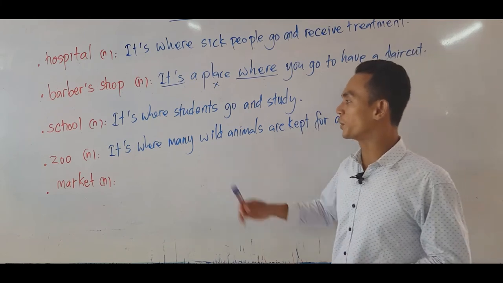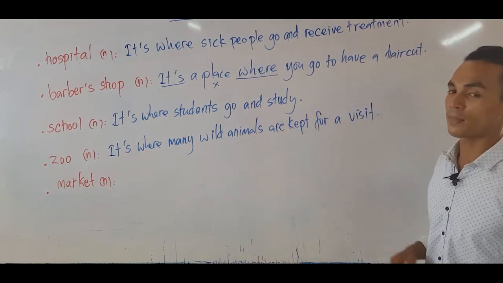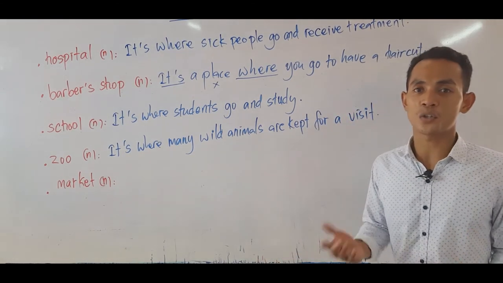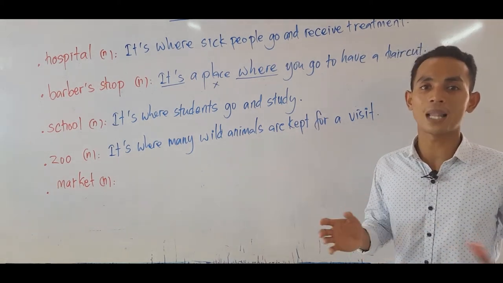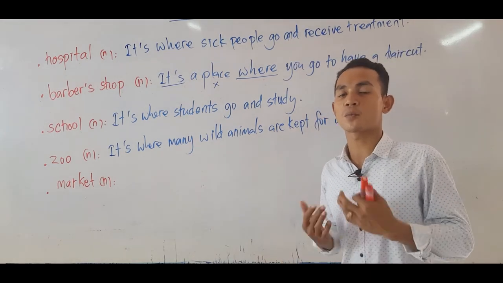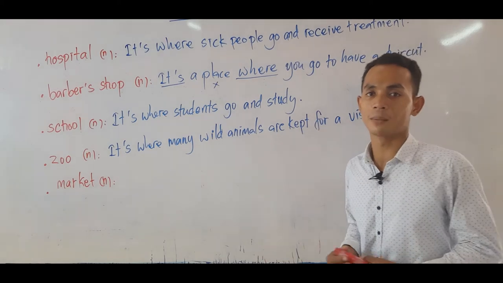Okay, check it out. A zoo. Here we go. A zoo, it's where many people go to see the wild animals, or many kinds of wild animals. A zoo, it's where many people go to visit different kinds of wild animals.